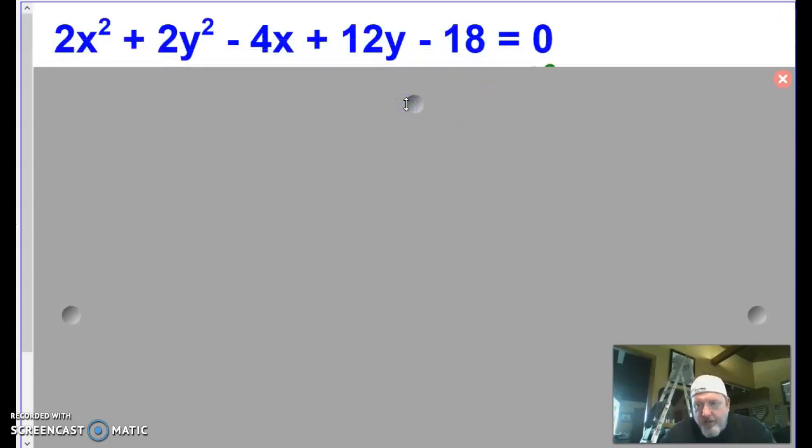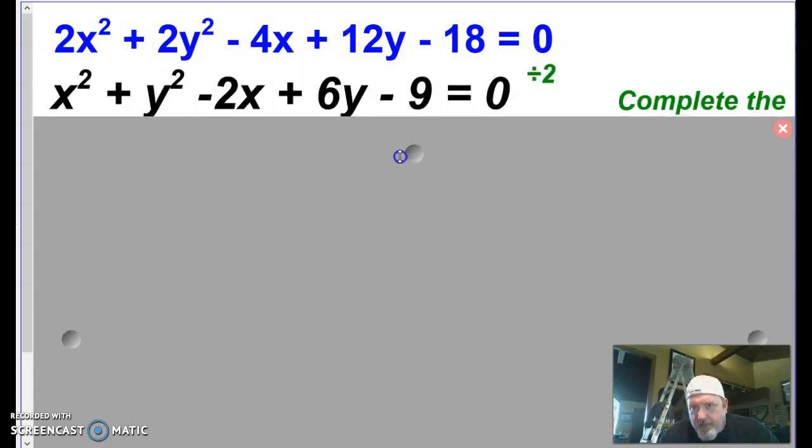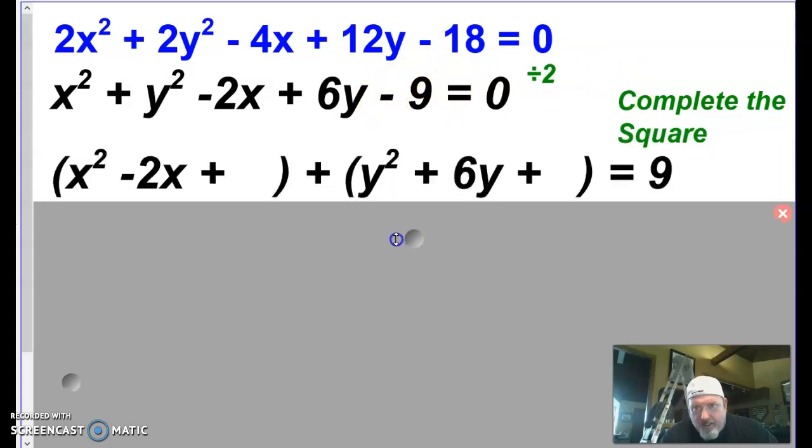You can see this is in general form, and we want to get back to standard form. All of these are even numbers, so I'm going to divide by 2. Dividing by 2 gets me here, and now we're going to complete the square. So I'm going to have to group my x's and group my y's, and this constant is really our square value. We're going to end up punting that over to the other side. So that's my first step here. I grouped x squared and negative 2x, grouped y squared and 6y, and I took this constant and punted it over to the other side.